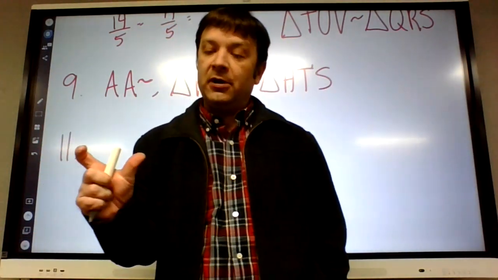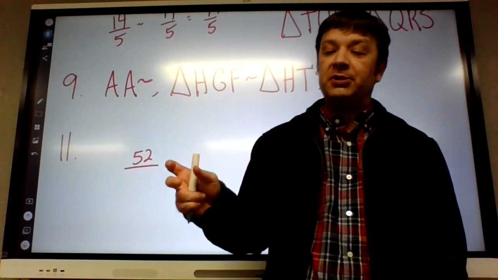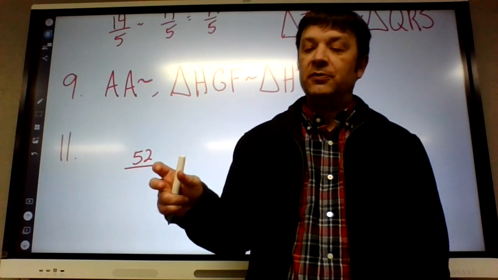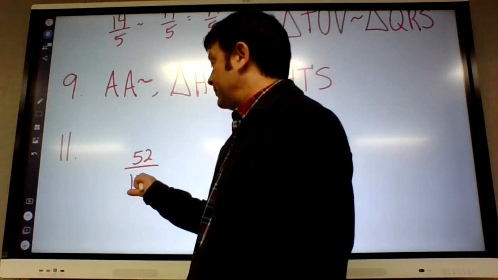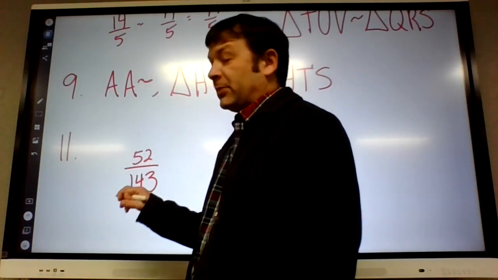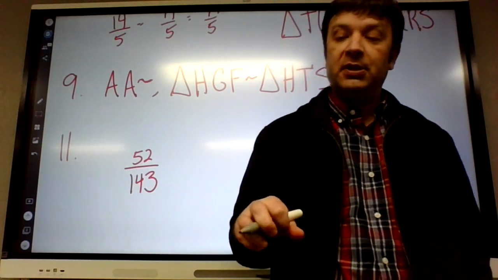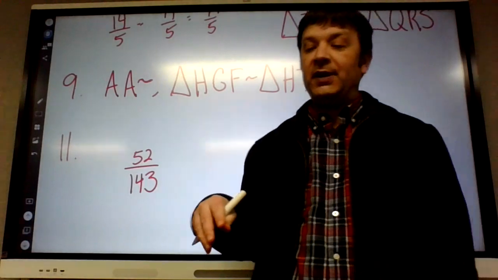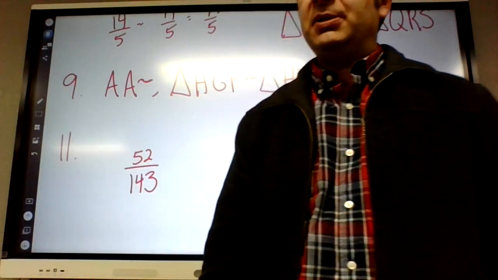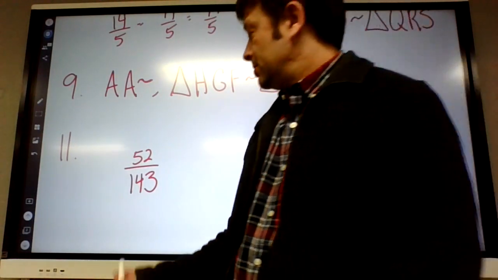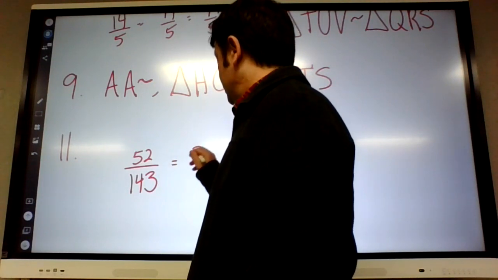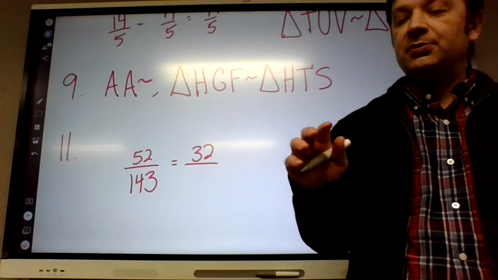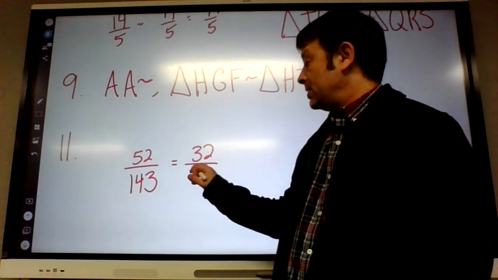And FR on the little triangle matches what on the big triangle? 143. So you could do 52 on the little triangle goes with 143 on the big triangle. And then on the other side, FS would be 88 minus 56. So that would be 32 on the little triangle. FS is 32, and that would match FD, which is 88 on the big triangle.